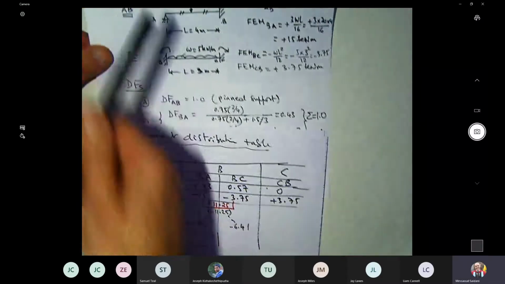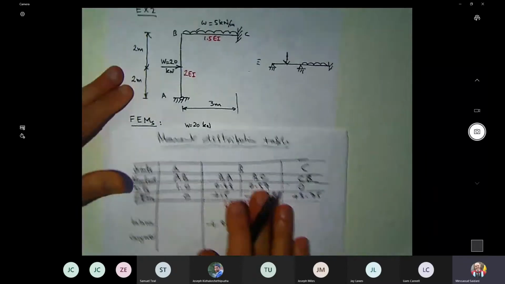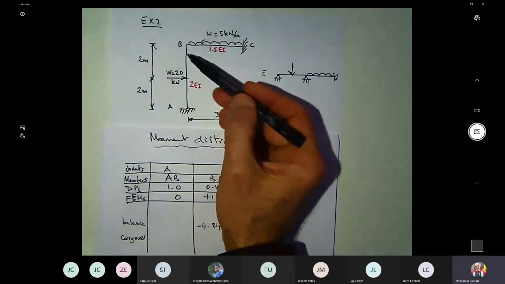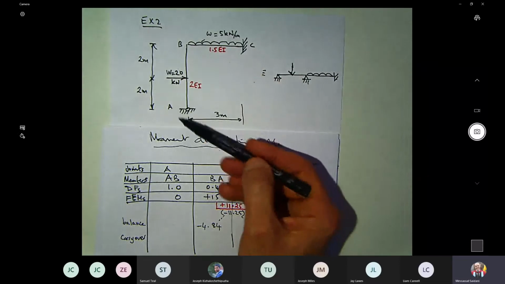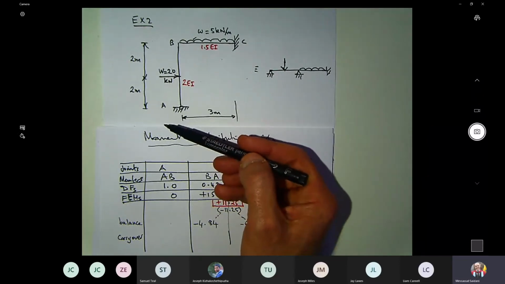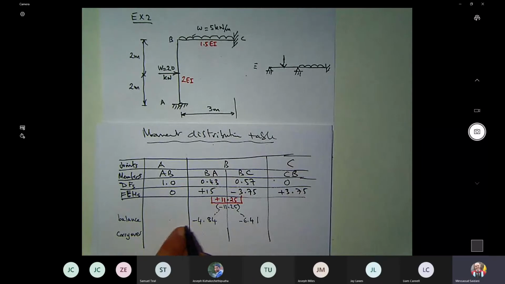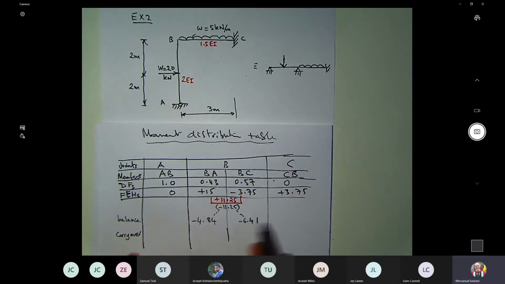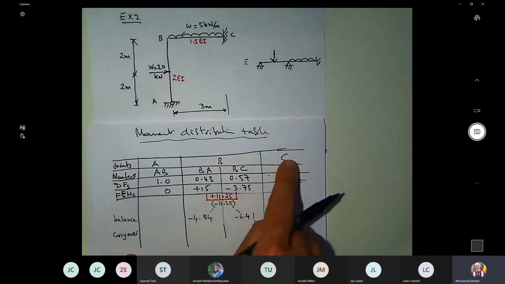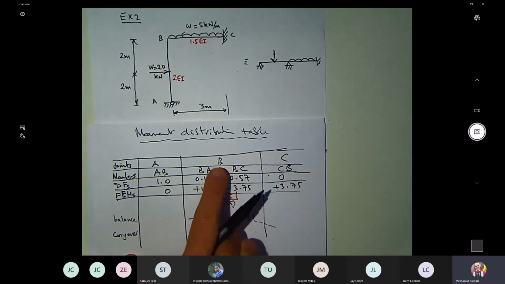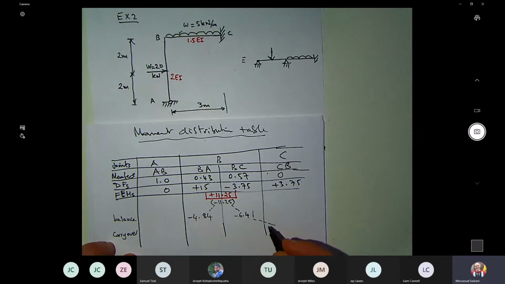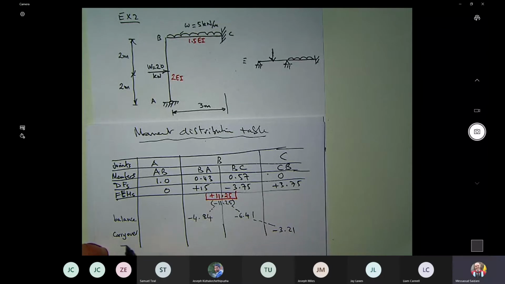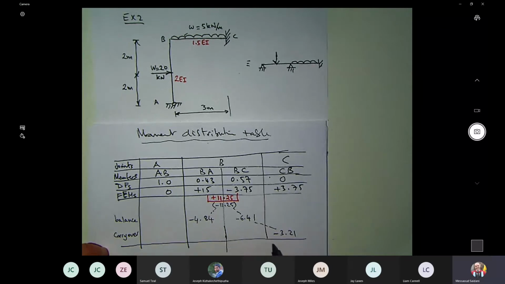So because A is pinned there, you do not carry over from B to A. There is no carry over from B to A because A is pinned. It doesn't have a moment. There is no moment at A. So there is no carry over from this end from B to A. Is that clear? But you carry over half from B to C. You carry over from B to C. You do not carry over from B to A. Clear? So that's another difference, okay? So 6.41 divided by 2 is minus 3.21. And draw a line, and it should be balanced out, okay?